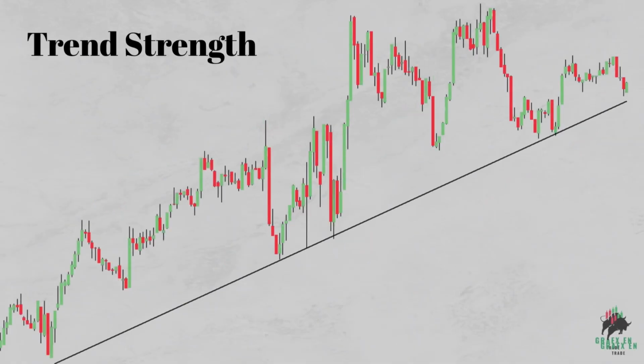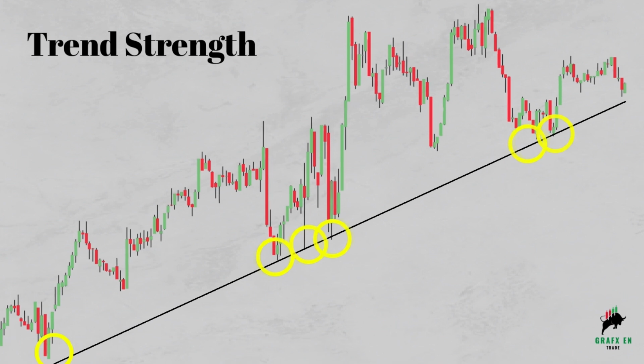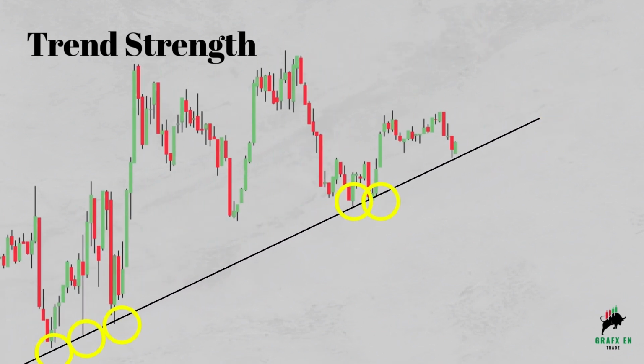How do we measure the strength of a trend line? Number of tests. If price touches a trend line 3, 4, even 5 times, the line is strong. It means the market respects it. But remember, each test also weakens the line. By the 5th or 6th touch, the probability of a breakout increases.